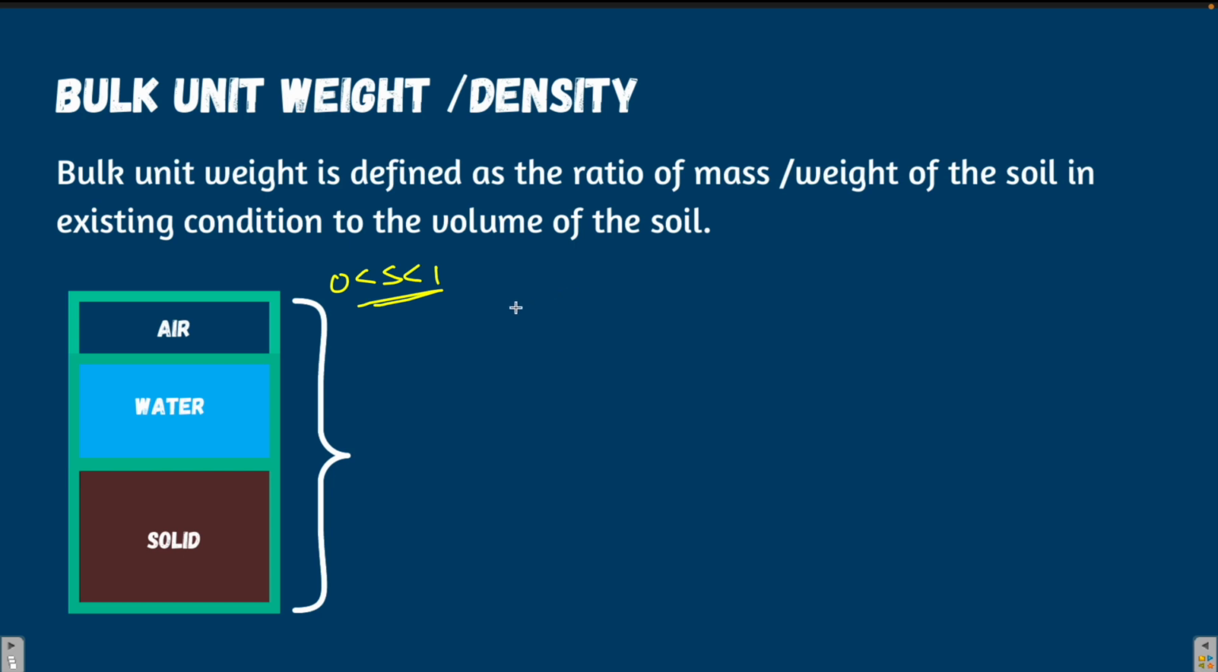Now what is the difference between the unit weight of the soil and density of the soil? So unit weight is represented by gamma and we take the weight of the soil instead of mass to the volume, and unit is Newton per meter cube or kilonewton per meter cube. That means you are multiplying the acceleration due to gravity to find the weight. It is not the mass.